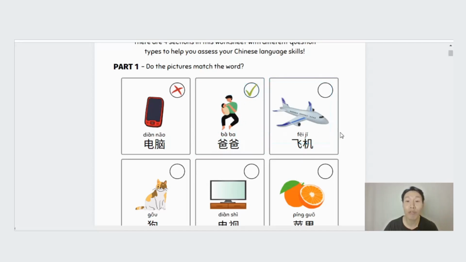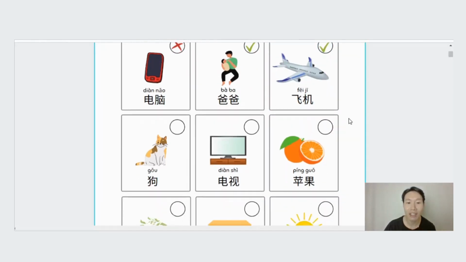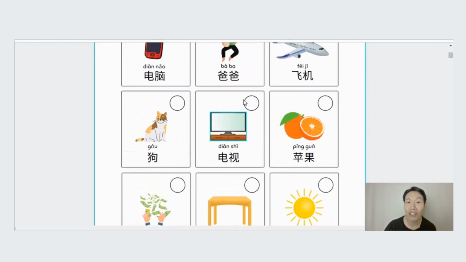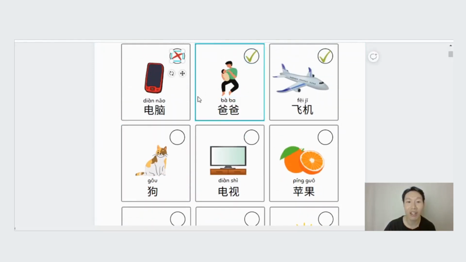So let's move on to the first question. We have 飞机 here. 飞 means fly and 机 means machine. So a flying machine is obviously a plane, so this is correct. Let's put a tick. Okay, let's go down. We have 狗 over here. 狗 means dog. So this is incorrect. This is not a dog because we have a cat here.